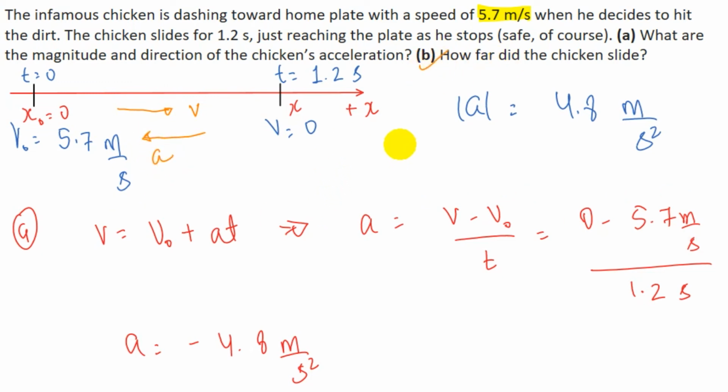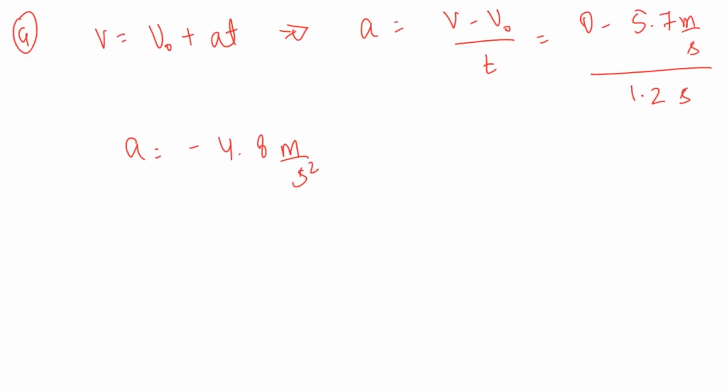Now next, in the B part, we have to find how far the chicken slid. So this distance we have to calculate. How far did it slide? This distance. Let it be delta x. For that we can use this equation. Average velocity multiplied by time would be equal to delta x. But we don't know the average velocity. Average velocity we have is 1 over 2 times v plus v0. This is the definition for average velocity for constant acceleration, multiplied by time.